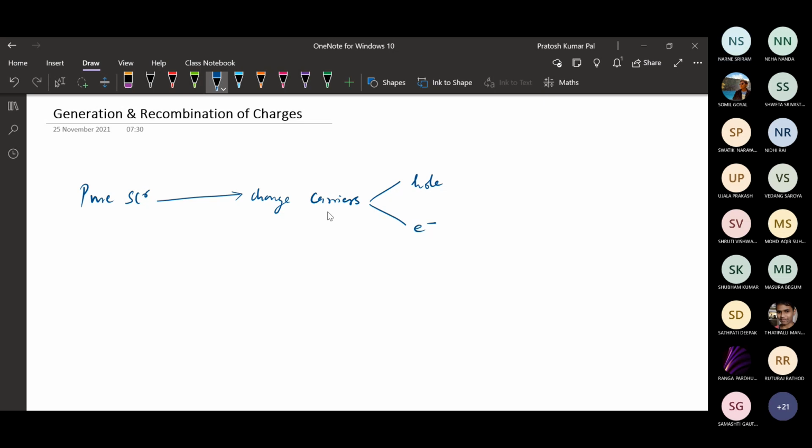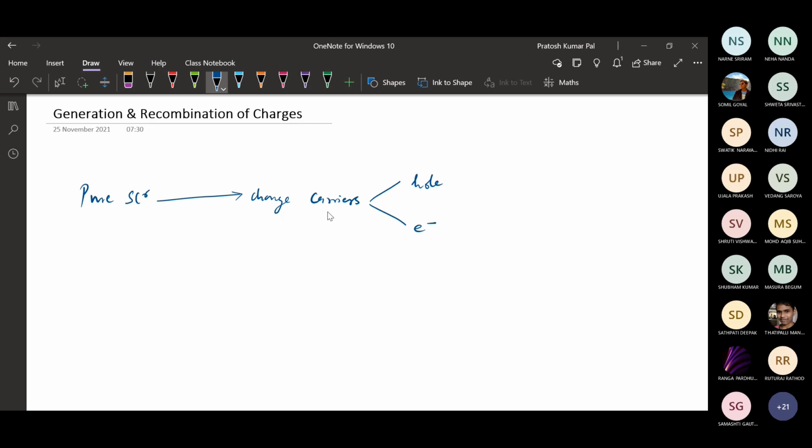it is thermally agitated. That means if we are applying temperature to this pure semiconductor, then only it will be having the generation of electron hole pair, and then that electron hole pair will be free to move and will help in conduction. Okay, at 0 Kelvin, this pure semiconductor will be working as an insulator simply. So now we need to study the generation and recombination of charge carriers.